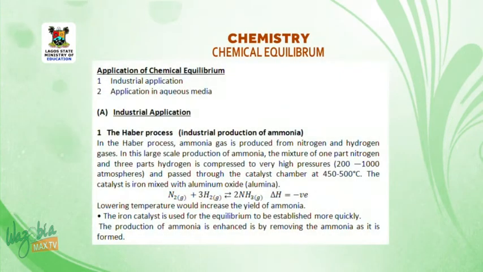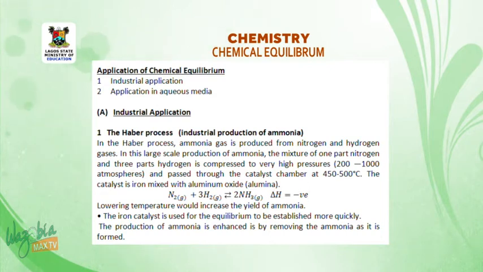Welcome back. Now let's move on to application of chemical equilibrium. We'll look at it in two ways: industrial application and application in aqueous media. Now, industrial application. One, the Haber process, that is the industrial production of ammonia. In the Haber process, ammonia gas is produced from nitrogen and hydrogen gases.